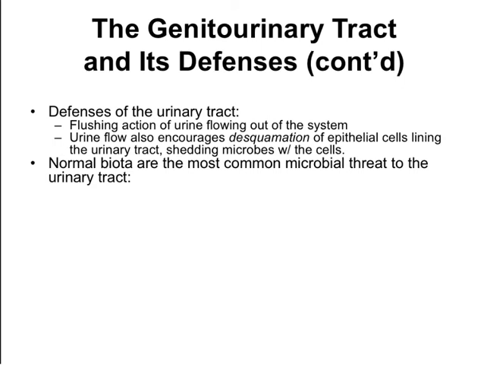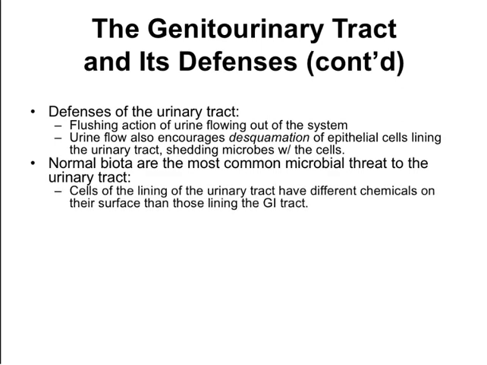Remember that all stratified epithelial tissue, and transitional is a type of stratified epithelial tissue, has the upper layer of cells shed constantly as they're being reproduced by the basal layer, and this is a barrier to infection, so it does not allow extensive colonization before those tissues are cleared. Normal biota are common threats to the urinary tract.